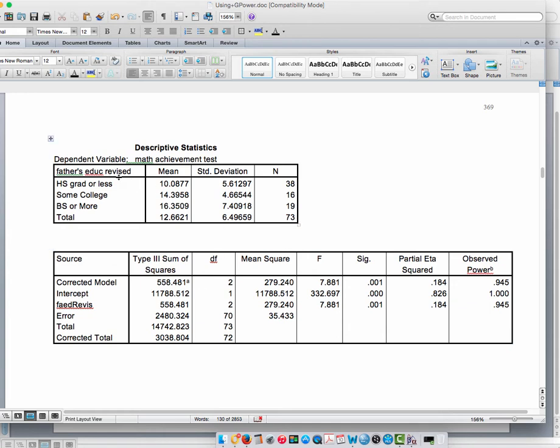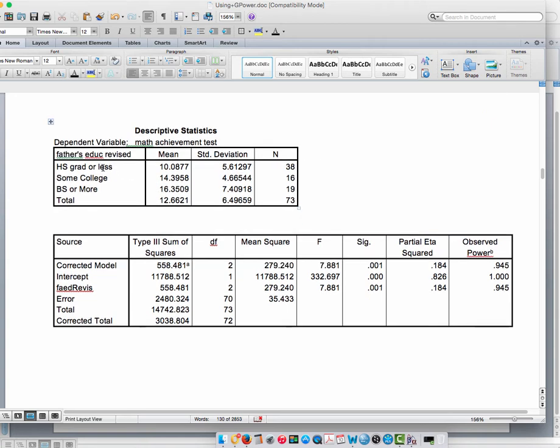And if you recall, we were looking to do a one-way ANOVA to compare differing levels of fathers' education by their mean math achievement scores to determine if, in fact, students' mean math achievement score differed by the level of education of their fathers. And we can see that the father's education revised factor was significant. The partial eta squared was 0.18, indicating that 18% of the variance in math achievement scores was due to group differences, which is a large effect, and that the power was 0.95.